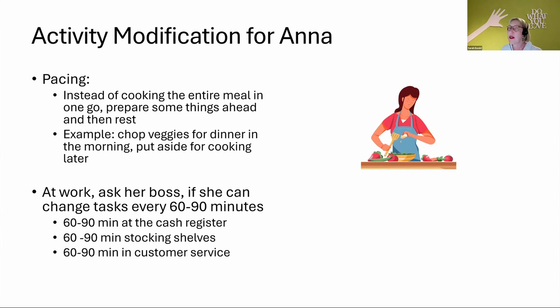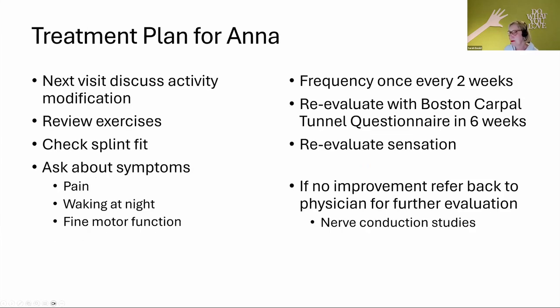For Anna, we're going to suggest that she maybe explore doing some pacing. Instead of cooking the entire meal at one go, maybe she can prepare vegetables earlier in the day, and those are all chopped and ready to go towards the end of the day. At work, she can ask her boss if she can change tasks every 60 to 90 minutes. These are some practical things.